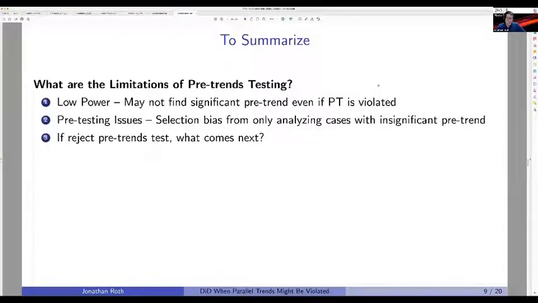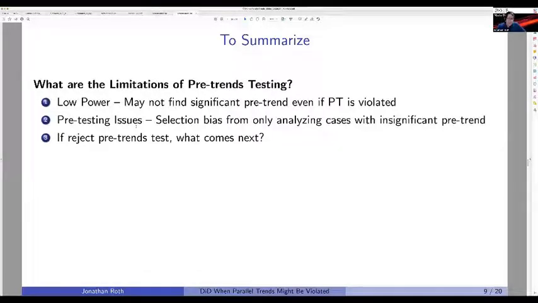So to summarize what we've talked about so far, I've talked to you about two limitations of pre-trends testing. The first is low power. Parallel trends may be violated in the pre-treatment period, but we may not find a significant pre-trend just because of noise in the data. And the second are issues related to pre-testing. By relying on this pretest as a screen of what's a good design, we're inducing a selection bias known as pretest bias, which can lead us to only analyze the cases where actually we have a very large bias in our treatment effect estimates.